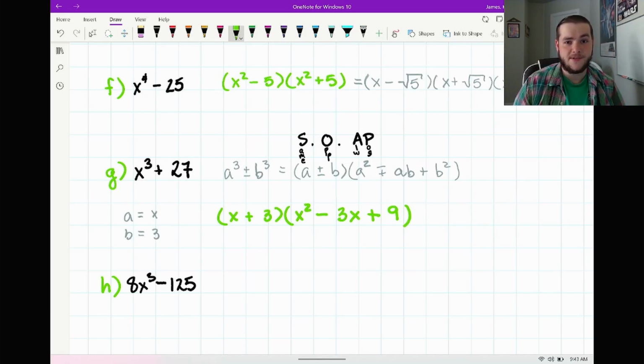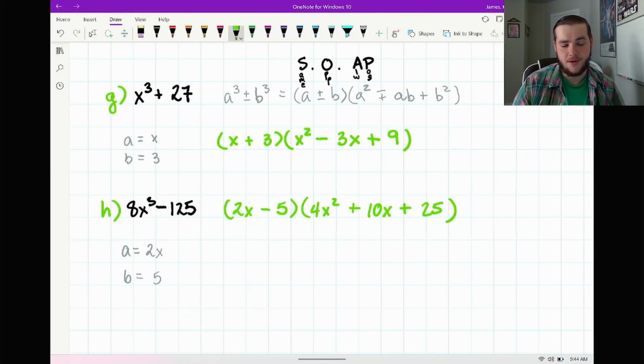See if you can use this difference of cubes formula to tackle part H. The correct answer would be 2x minus 5 times 4x squared plus 10x plus 25. Notice the a in my SOAP formula is 2x and the b is 5, because those are the cube roots of my first and second term. So I write a, same sign, b, times a squared, opposite sign, multiply them together, always positive, b squared.